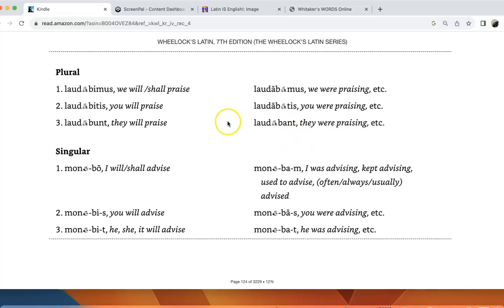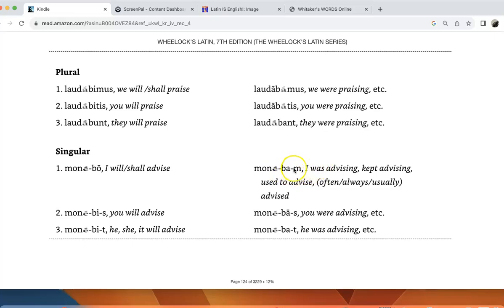Now, as your book points out, I'm just highlighting what the book points out. There's a couple ways to translate the imperfect. This is often our past continuous or past progressive in English. You're just going to have to sort of experiment with it. The important thing is to get it in the past tense and get the right person and number. So, for example, monebam is translated as I was advising, I kept advising, or I used to advise. Only the context will determine which one is the best, but for our purposes, the important thing is to get it in the past tense.